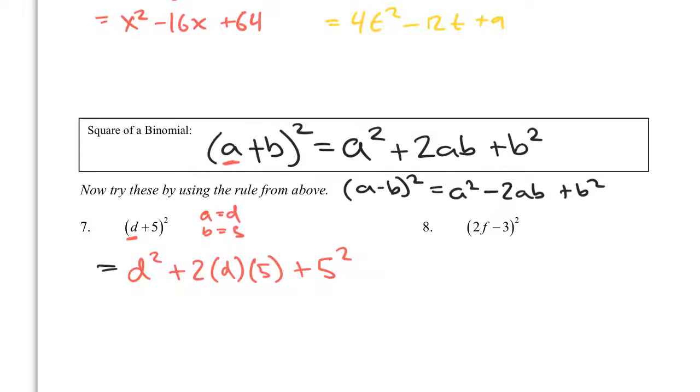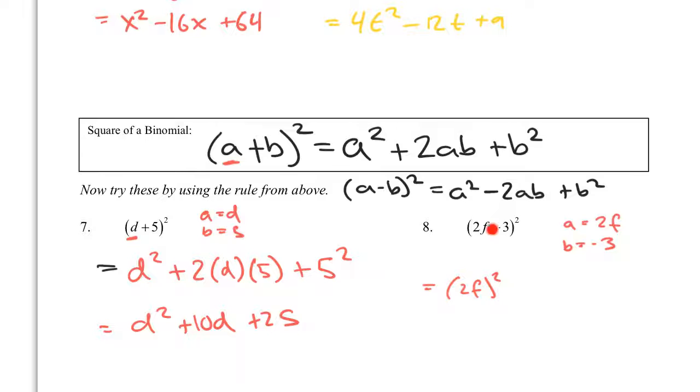And then let's simplify this. We get d squared, that's 10d, plus 25. In number 8, I could do the same thing. So like we could call this a equals 2f and b equals negative 3. And so I'm going to go a squared, which would be 2f squared.